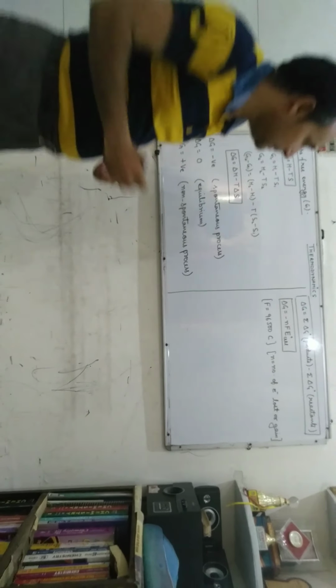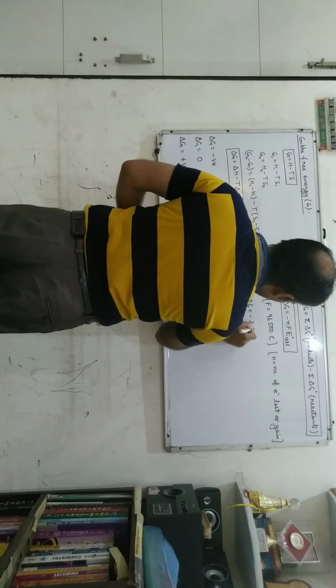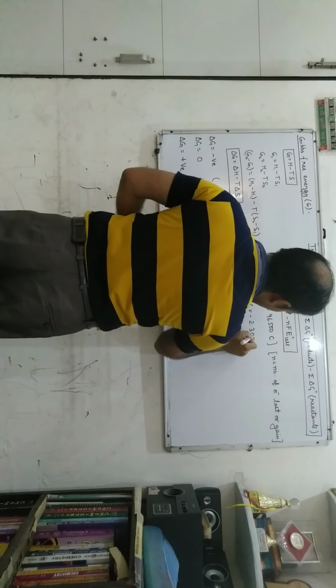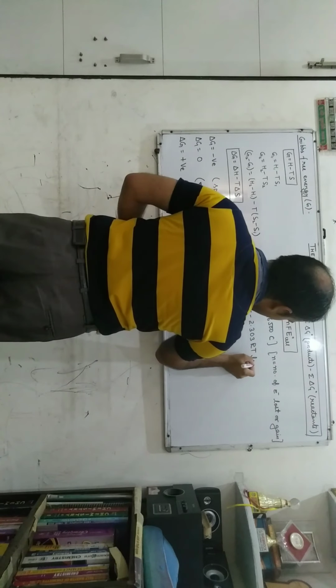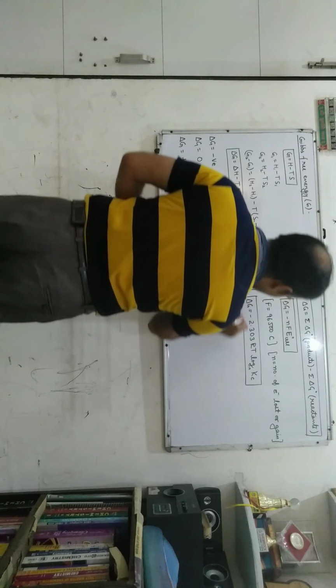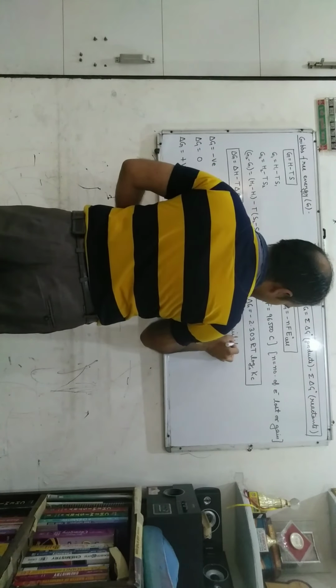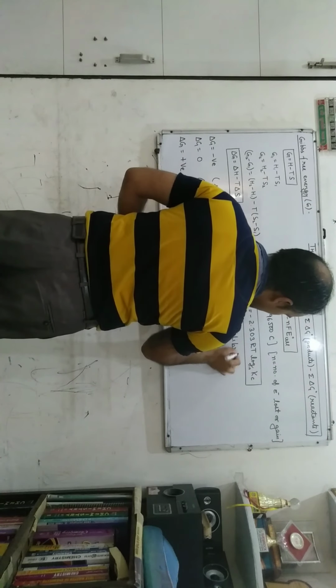There is a relationship between the Gibbs free energy and the equilibrium constant. It is delta G naught is equal to minus 2.303 RT log base 10 Kc. Here Kc is the equilibrium constant.